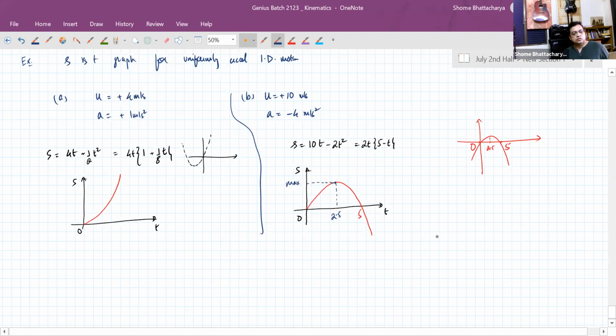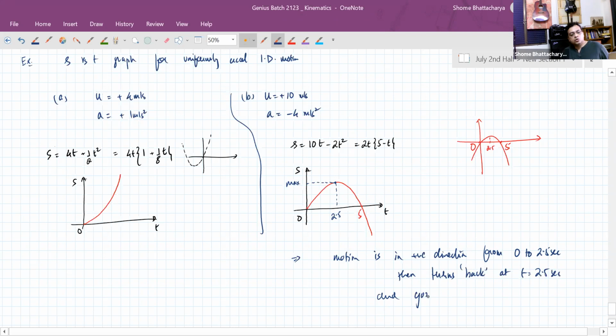So you can see that. What happens here, you can immediately analyze that the motion is in the positive direction from 0 to 2.5 seconds. Okay. Then it turns back at t equal to 2.5, and goes past the initial position. So all these things you can analyze in a flash.